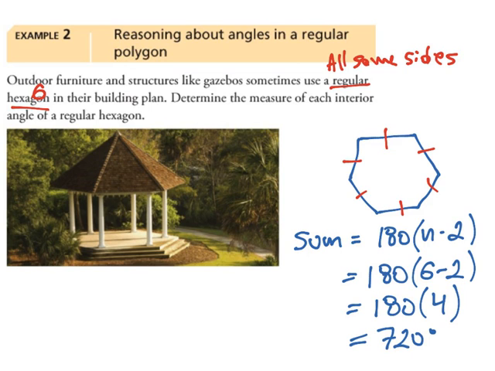Remember, this is the total. The question is asking for each interior angle. Since there are 6 and all the sides are the same, all the angles have to be identical. So since all the angles are identical, and there are 6 of them, we'll just divide 720 by 6, and we'll get 120 for each angle. And this is the answer we're looking for.